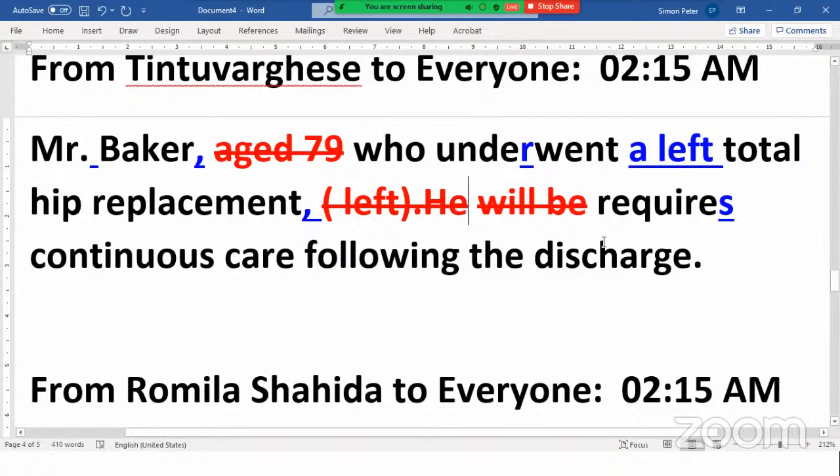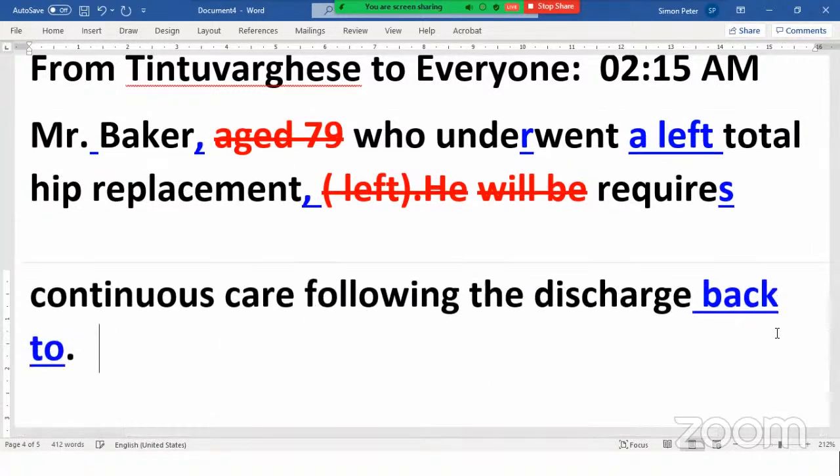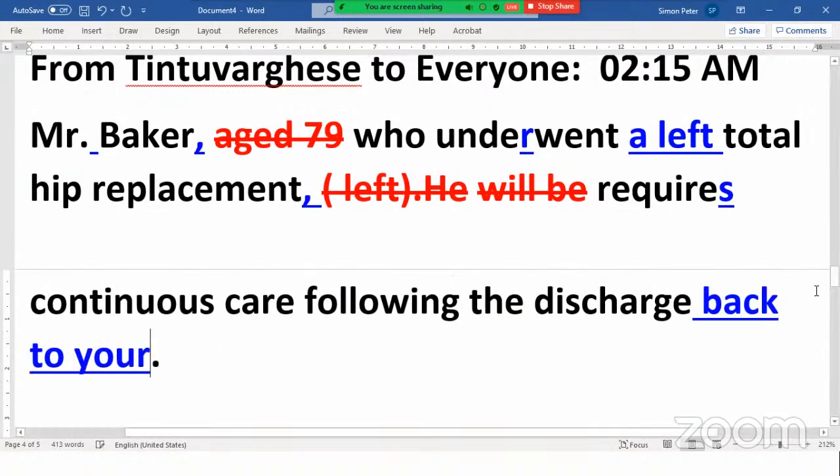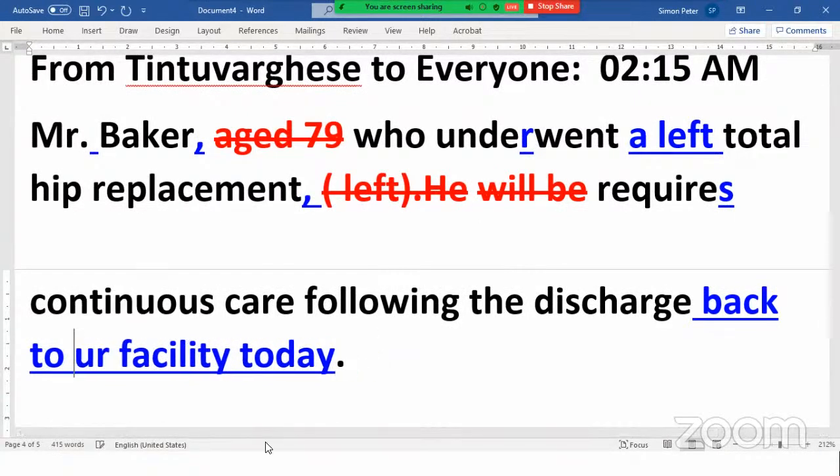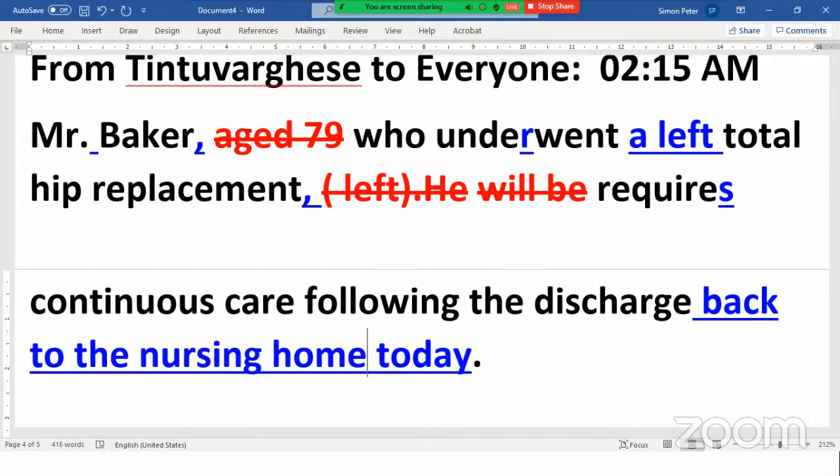Okay. Comma requires continuous care following the discharge. Back to your facility. Here you can write today. So instead of that one, you can say back to the nursing home today.